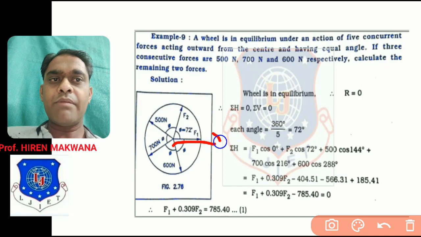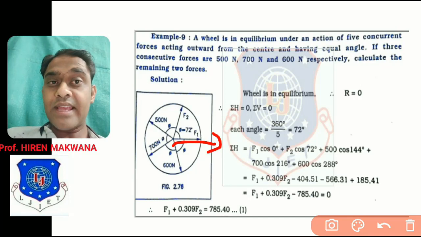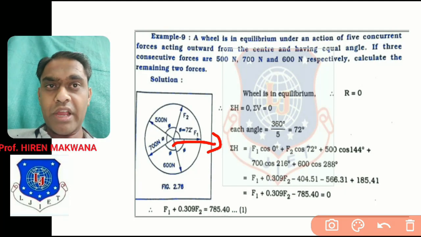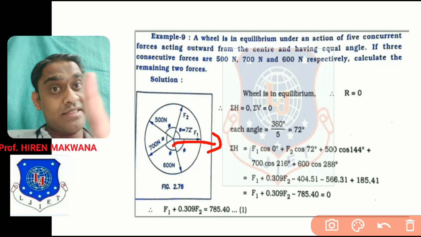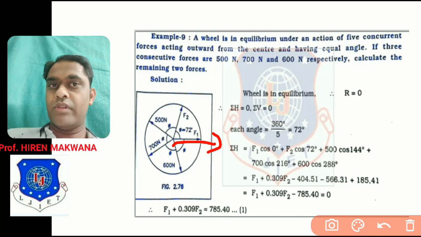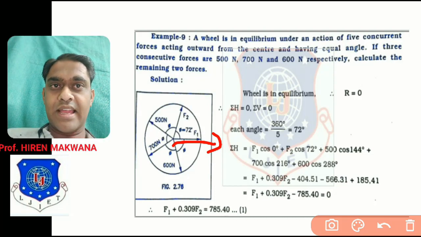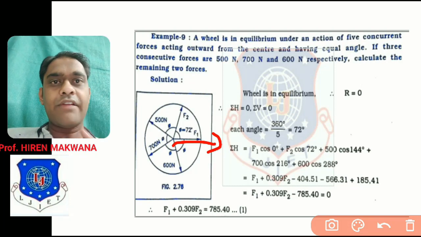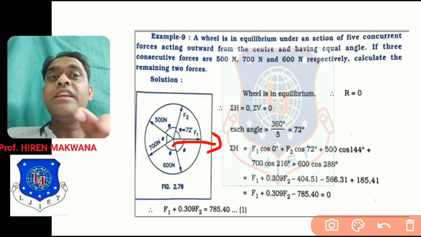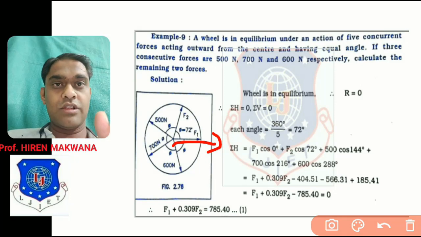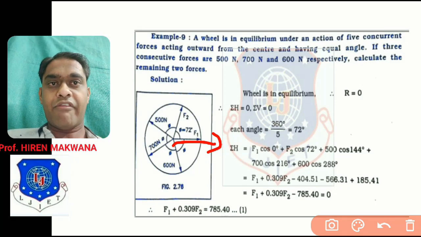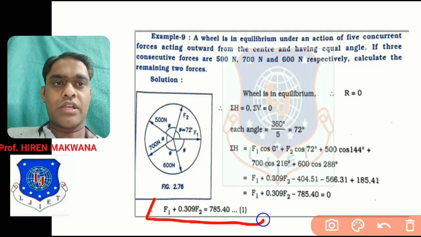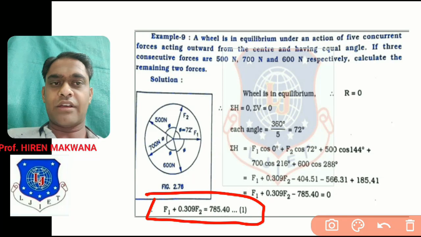So now you may get my logic. Why have we placed F1 on the x-axis? To make the angle exactly 0. If you put F1 on the x-axis, in sigma V, sine 0 becomes 0, so F1 sine 0 is equal to 0. The unknown will be only F2, so the equation will be easy to solve. This is the logic behind putting F1 on the x-axis. Now this is equation number 1. We will check later on.